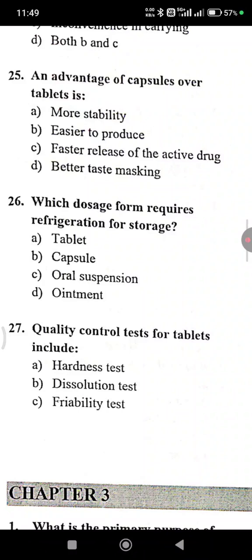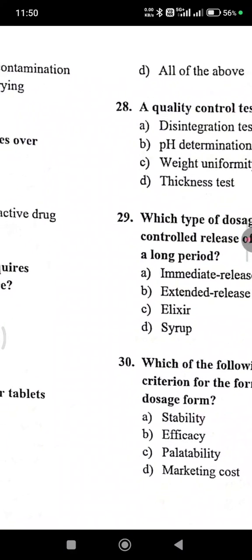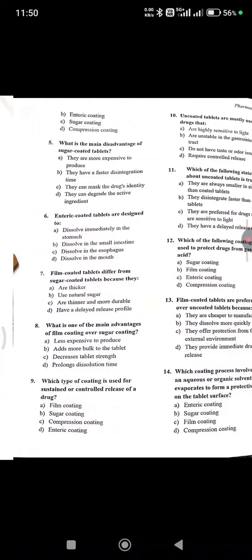Which dosage form requires refrigeration for storage? That is oral suspension. Quality control tests for tablets include hardness test, dissolution test, friability test. The option is all of the above.